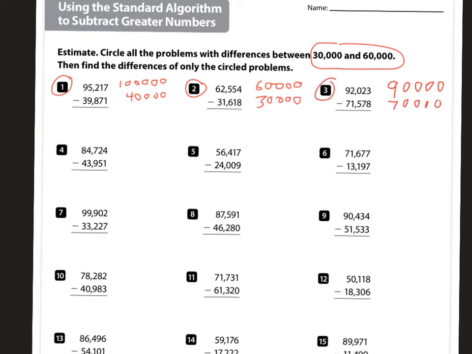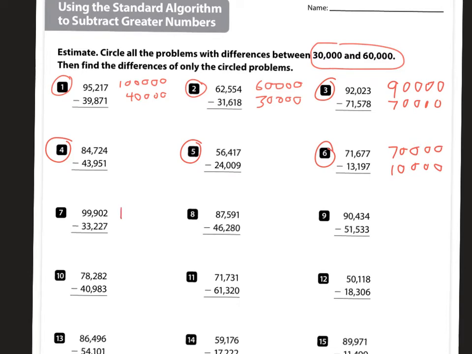Number 4, I can just eyeball these. That's definitely between there. It's about 40,000 difference. This one right here, we're going to be about 32,000. This one right here, if we round 71,000, it would be 70,000, and then 13,000 rounds down. So that one's definitely there as well.